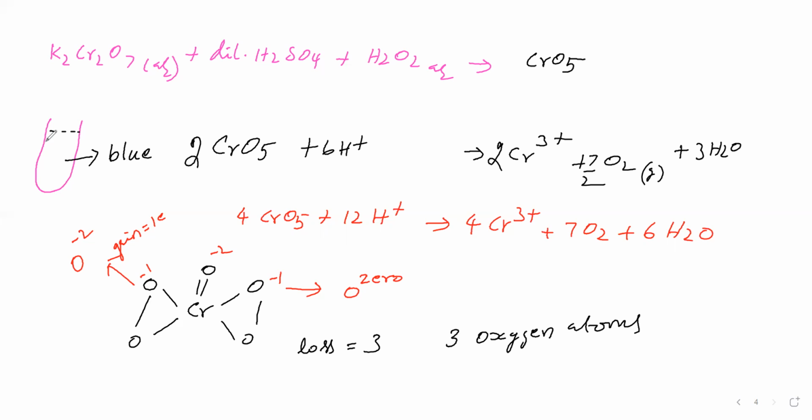At one stage the complete solution becomes green due to formation of Cr3+. CrO5 is completely converted into Cr3+ and oxygen gas because CrO5 is unstable in aqueous solution. Now we came to know how to test for hydrogen peroxide. In this manner we can test hydrogen peroxide. Next, we will see another test for hydrogen peroxide.